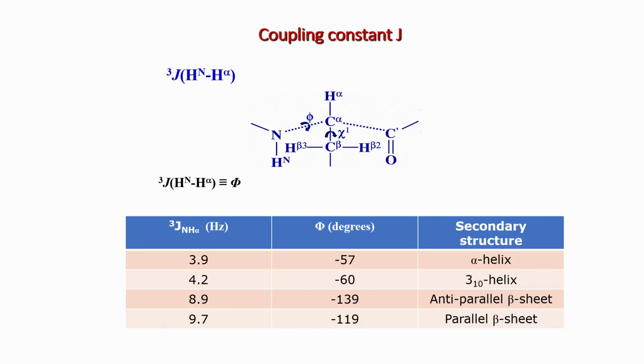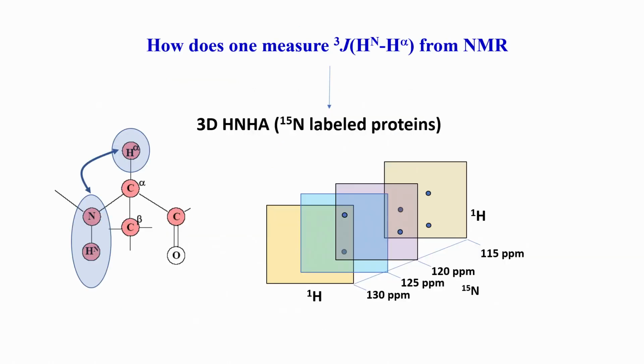So, the question now is how do we actually measure this J coupling by NMR. J coupling by NMR is done using an experiment known as 3D HNHA. This is typically done on N15 labeled proteins.